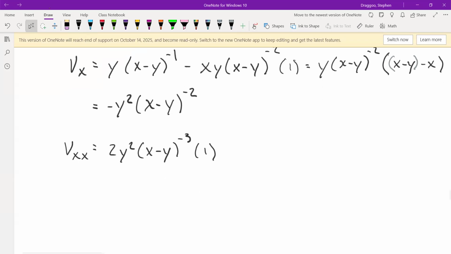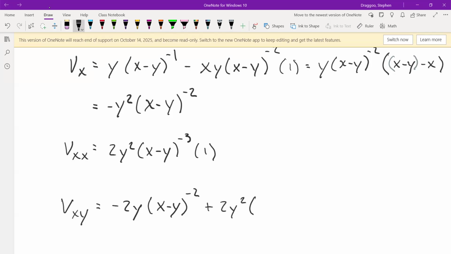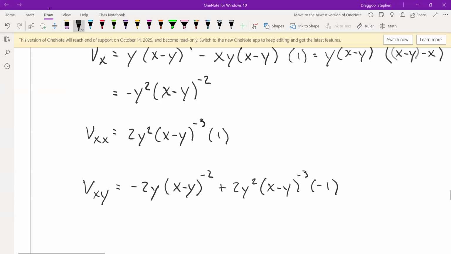To get the mixed second order partial, v_xy, go back to v_x, but this time take a y partial. And again, I'll need the chain rule. So this looks like it's going to be negative 2y times (x minus y) to the negative 2, plus the next derivative down the line. This looks like it'll be plus 2y squared, so I'll bring down the negative 2 times (x minus y) to the negative 3. And then the chain rule says I need to multiply by negative 1. And since I'm not taking another derivative, I'm just going to leave that function as it is, rather than trying to simplify it again.